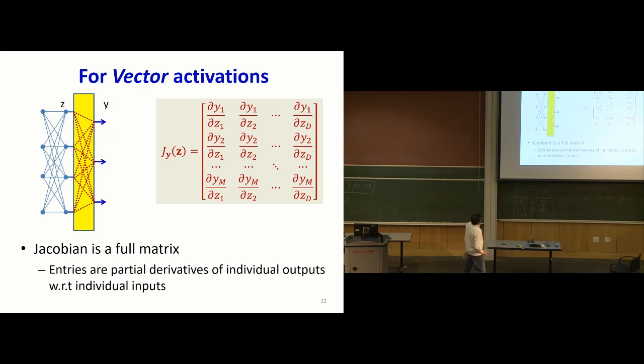Now, if I have a vector activation where each y is a function of all of these z's, then the Jacobian matrix is no longer going to be a diagonal. The Jacobian matrix is going to be full, where every entry is going to be the partial derivative of the y with respect to a corresponding z.